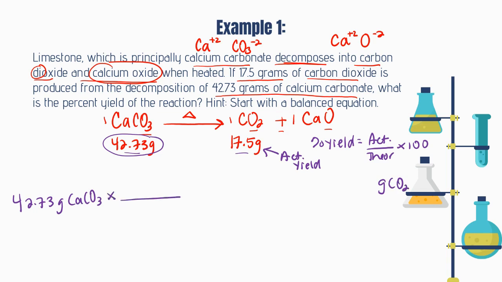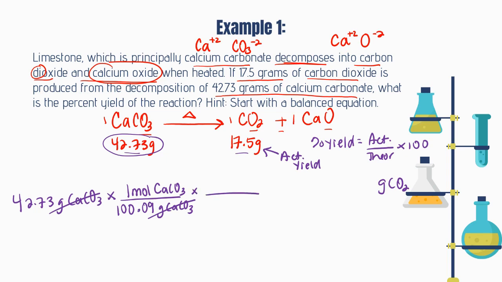So we know to get rid of grams, we have to use molar mass. Use your periodic table, calculate the mass of a calcium, a carbon, and 3 oxygens. So we have 1 mole of CaCO3. I calculated that out to be 100.09 grams of CaCO3. So that gets rid of the grams.